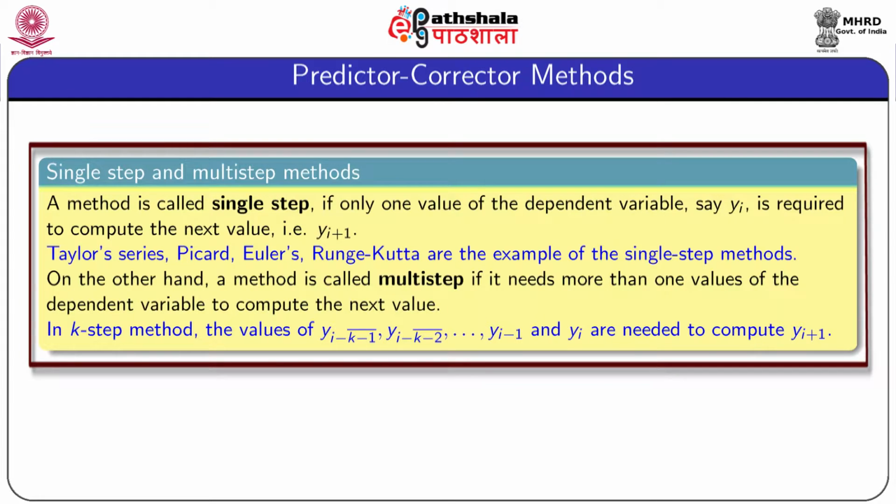On the other hand, a method is called multi-step if it needs more than one value of the dependent variable to compute the next value of the dependent variable. For example, in a k-step method, the values of yi minus 1, yi minus 2, up to yi minus k plus 1 and yi are required to compute the value of yi plus 1.